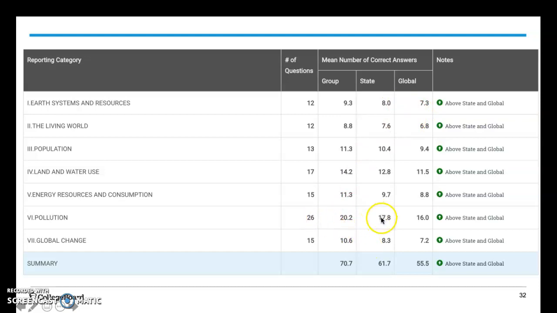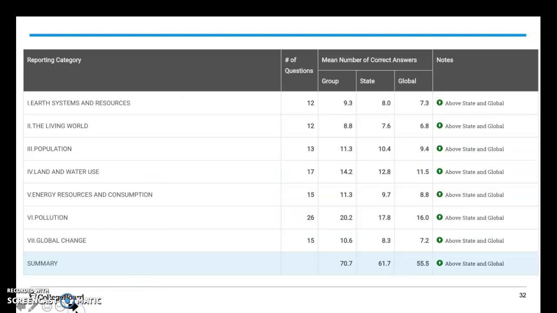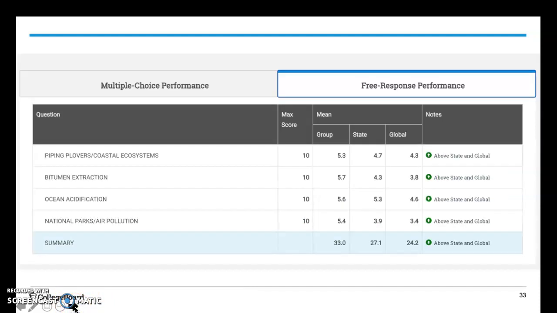Even though I'm above the state and global level, it looks like I have a little bit of room for improvement in global change. Population, my students do really well on. They're very strong there. My students typically tend to do well in the pollution category. I'm not sure where, oh, pollution. Yeah, a little lower that year. So this is where I can really get a lot of information about how I can change in areas where I need to beef up my instruction a little bit.